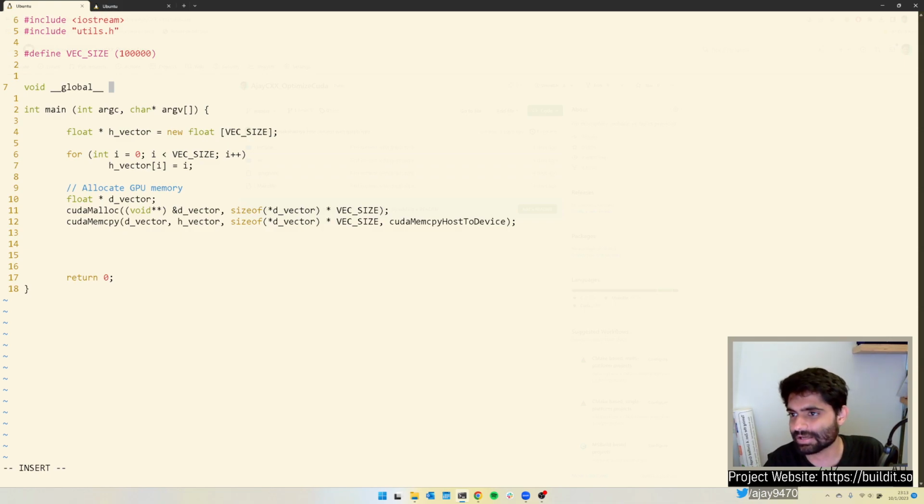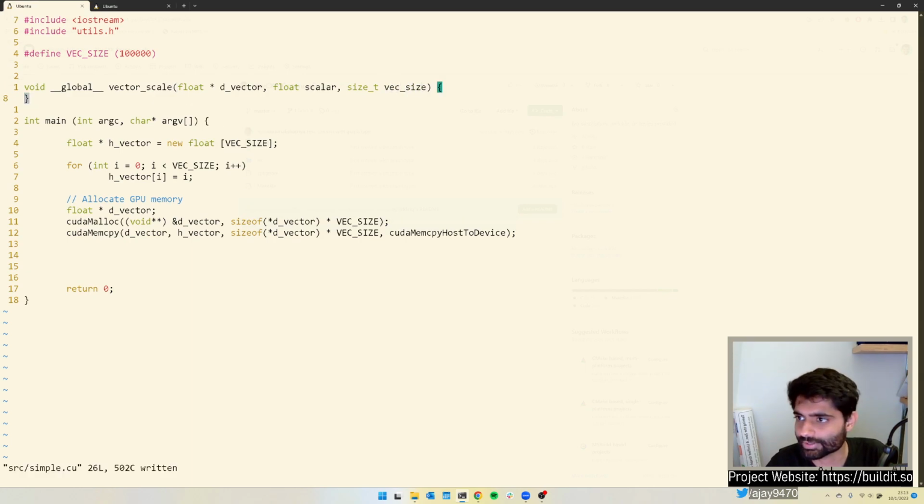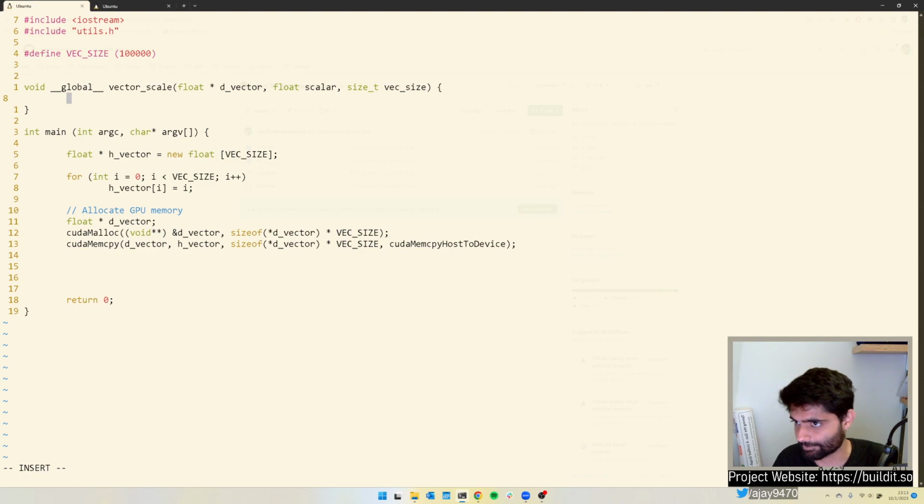So let's call this vector scale because that's what we're going to do here. We need to pass the pointer of the array that we want to double. In this case, it's going to be d underscore vector. It's the same type. We also need to pass it a scalar, the scalar that we want to multiply it by. Normally we'd also accept the size, but we know the size here. But anyway, let's just pass the size so we don't have to change the code later. Okay, so this is what we have accepted from the user.